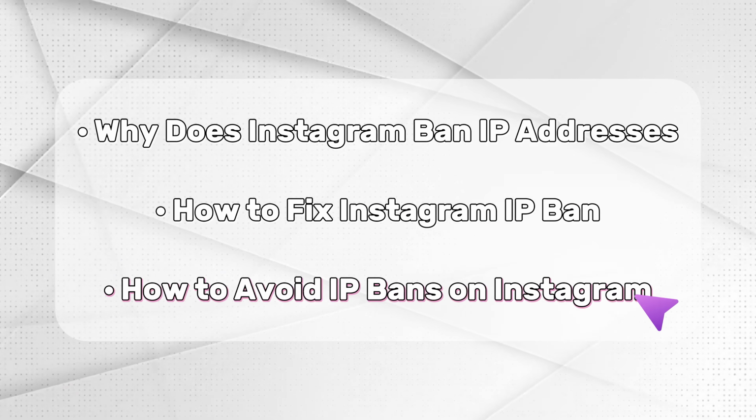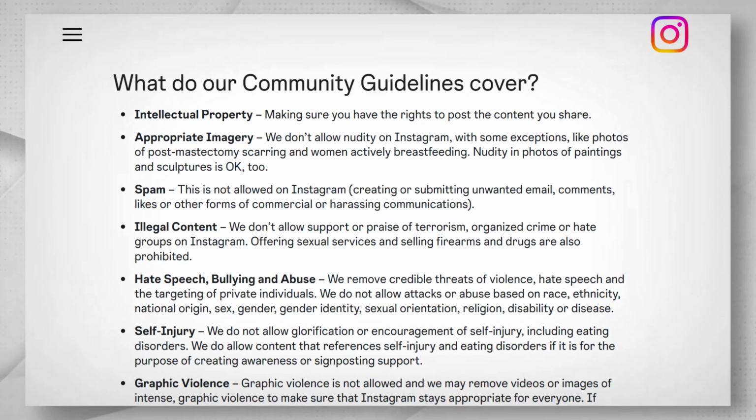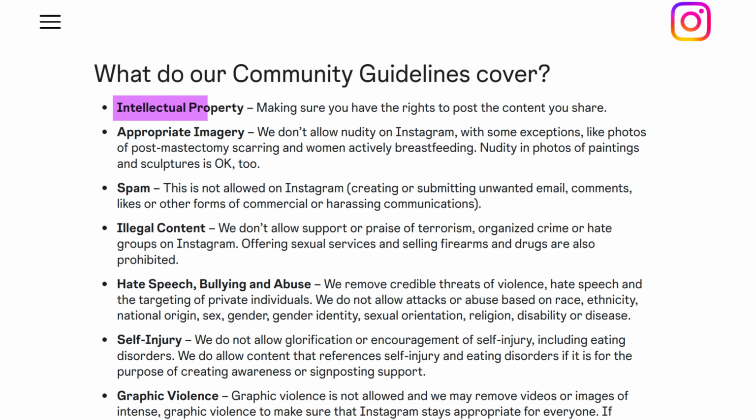Let's give you some advice to avoid IP bans on Instagram. First, always follow Instagram's community guidelines. Avoid posting content that could be considered explicit, violent, or offensive. This includes not sharing sexually explicit material, hate speech, threats, or anything that could be seen as bullying or harassment. Also, don't attempt to sell or promote goods and services that Instagram bans, such as drugs, weapons, or counterfeit products.